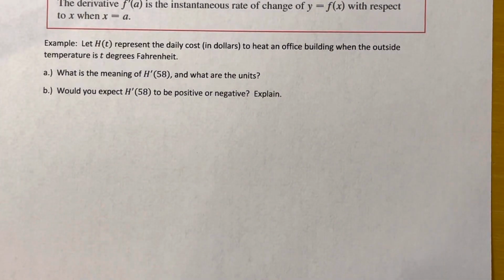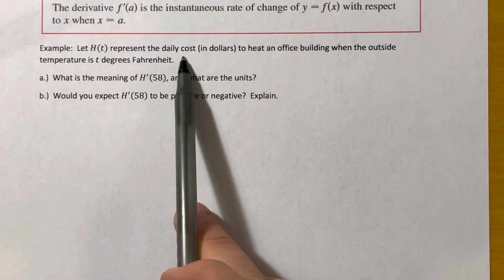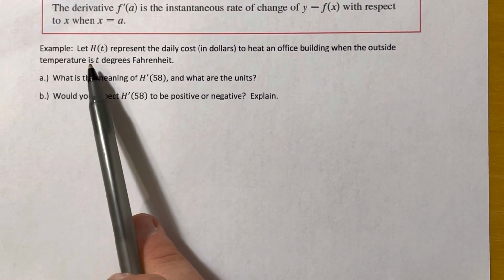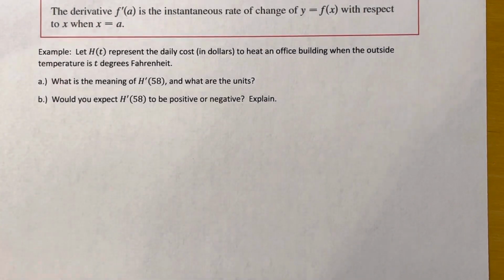Okay? So in this next example, rather than try to compute a derivative and an instantaneous rate of change directly, we're going to be more concerned with interpreting this. So let's suppose h of t represents the daily cost in dollars to heat an office building when the outside temperature is t degrees Fahrenheit. Okay, so it makes sense that these two variables would be related.